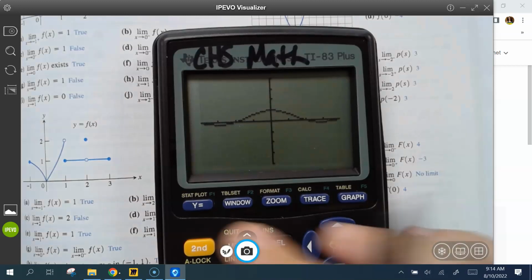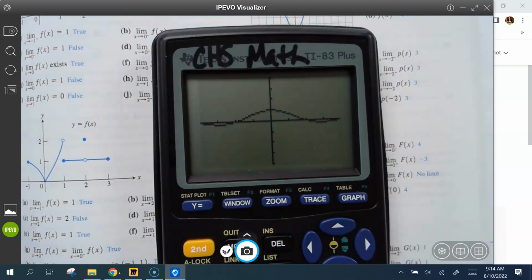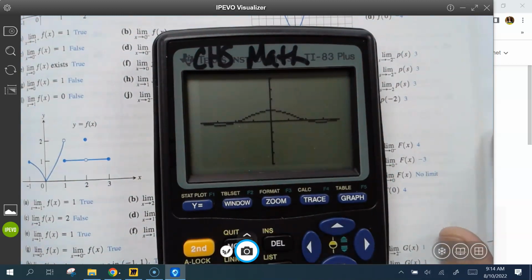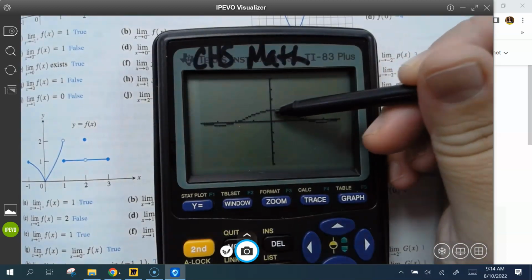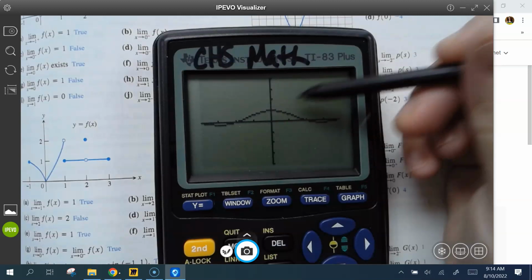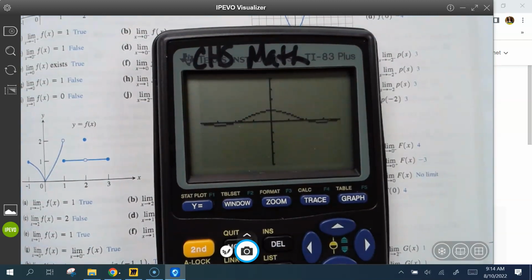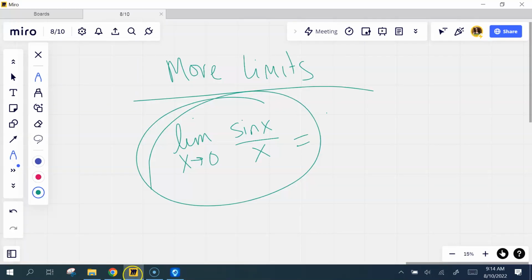Because clearly it's not defined at 0. We know because I'm dividing by 0. It's getting closer to 1 from both sides. Remember that limit has to be the same from both sides. All right. So this equals 1. It equals 1 every time. I know that was a super easy one, but make sure you have that one.